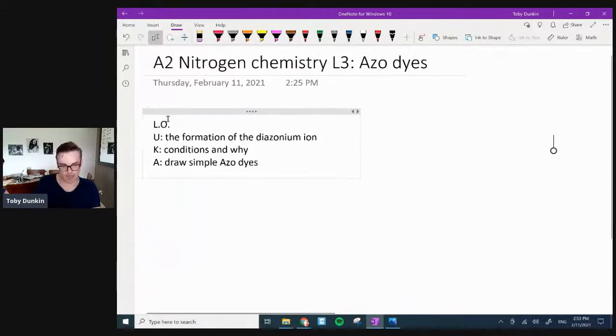So, azo dyes, learning objectives. Understand the formation of the diazonium ion. Next, number 2, and be able to draw those, by the way. Next, know the conditions and why. Recognizing why we're doing it, not just are they going to ask you to spit out a condition, but they're also going to say, why does it need to be like this? And then the last one is be able to draw simple azo dyes.